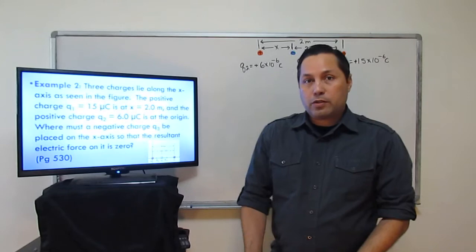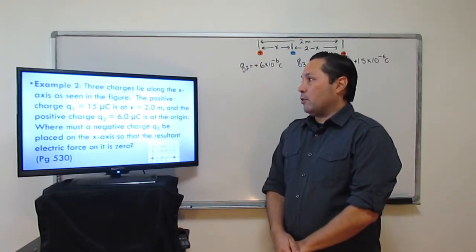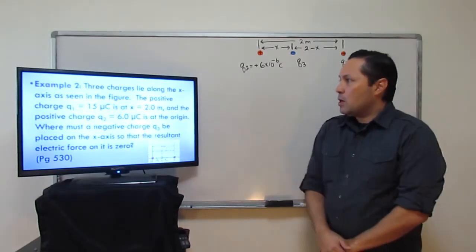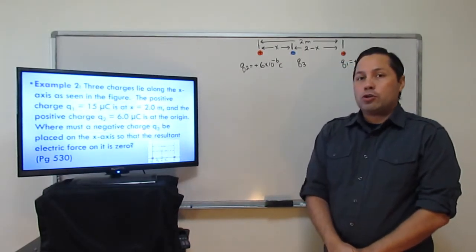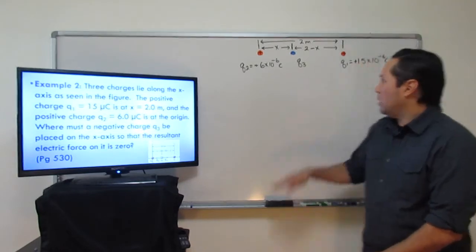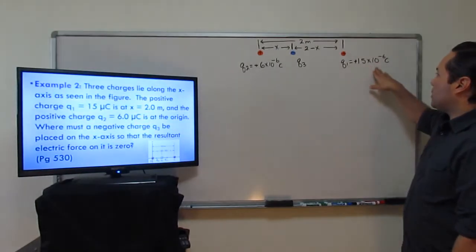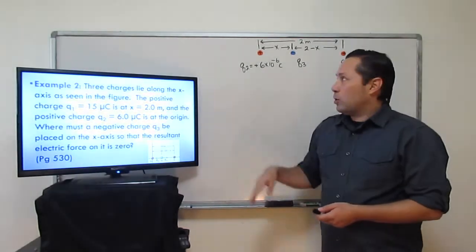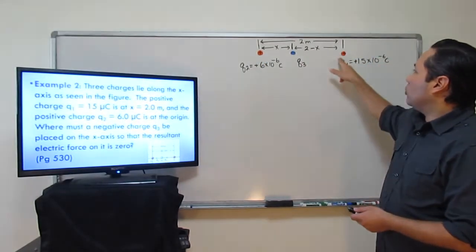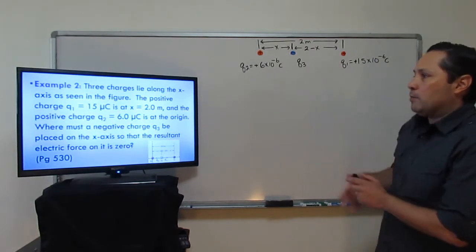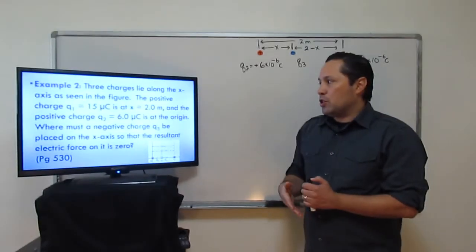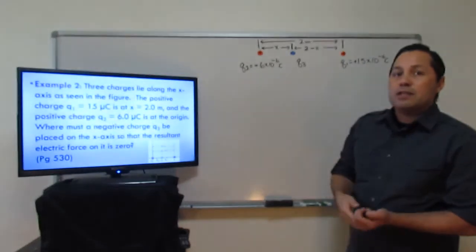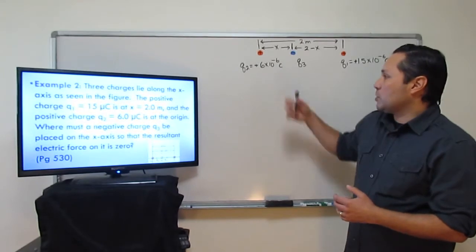In example 2, we're asked the following question. 3 charges lie along the x-axis, seen in this figure. Here's the picture for it as well. The positive charge Q1 has a charge of 15 microcoulombs, and here I have it on my diagram as 15 times 10 to the negative 6 coulombs. And it's at a distance of 2 meters from the origin. So here's the origin, and our Q1 is 2 meters away from the origin to the right. And the positive charge 6 microcoulombs, which is Q2, is at the origin. So here I have it 6 times 10 to the negative 6 coulombs.